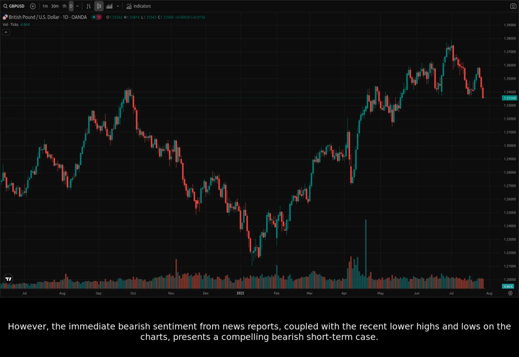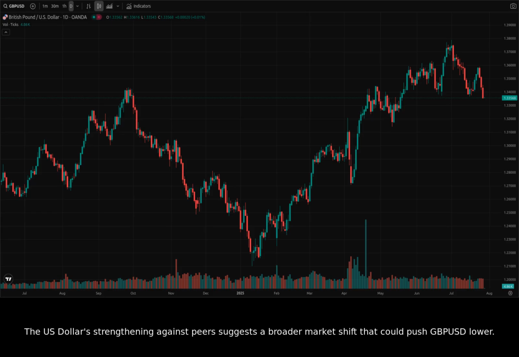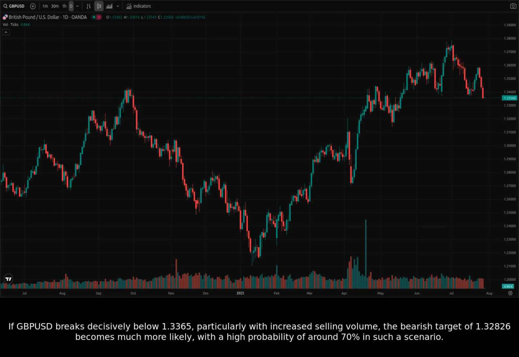However, the immediate bearish sentiment from news reports, coupled with the recent lower highs and lows on the charts, presents a compelling bearish short-term case. The US dollar's strengthening against peers suggests a broader market shift that could push GBPUSD lower. If GBPUSD breaks decisively below 1.3365, particularly with increased selling volume, the bearish target of 1.32826 becomes much more likely, with a high probability of around 70% in such a scenario.